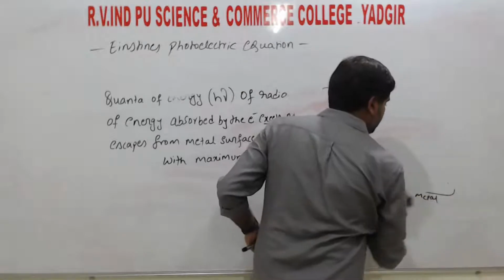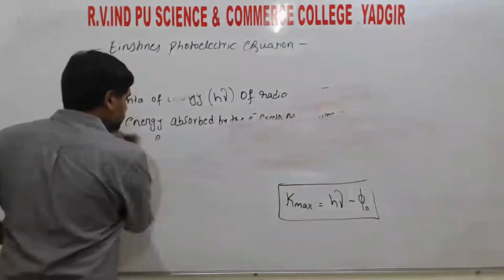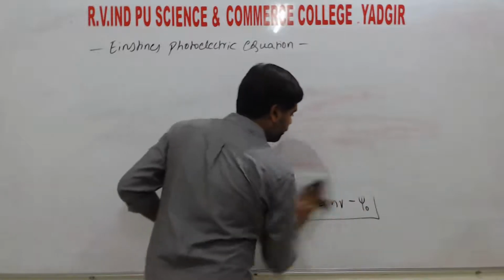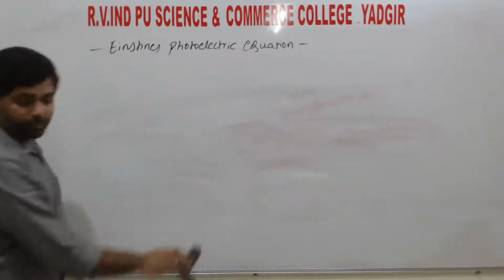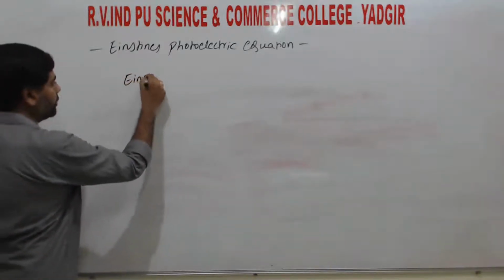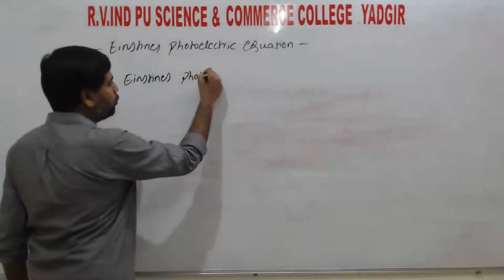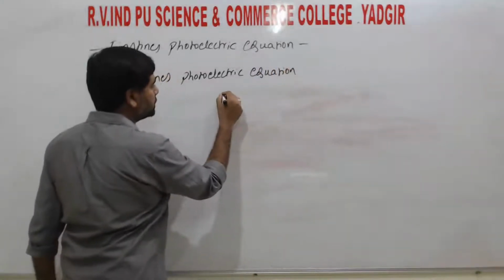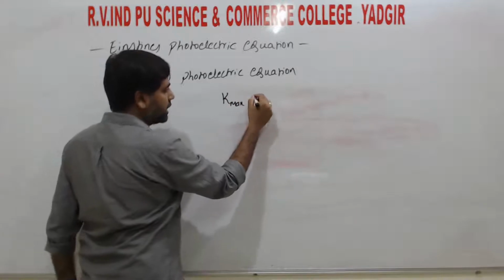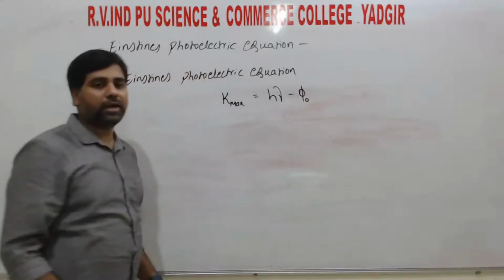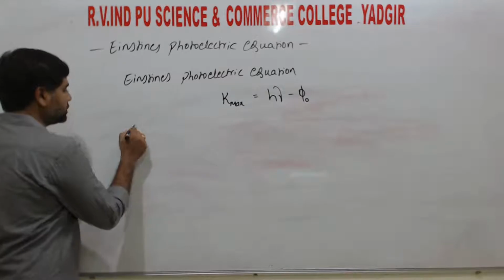So by using this equation, we will discuss a few points. This is Einstein's photoelectric equation, that is K maximum, that is kinetic energy maximum, equals h nu minus phi naught, right? So by using this equation, we will discuss the few points.